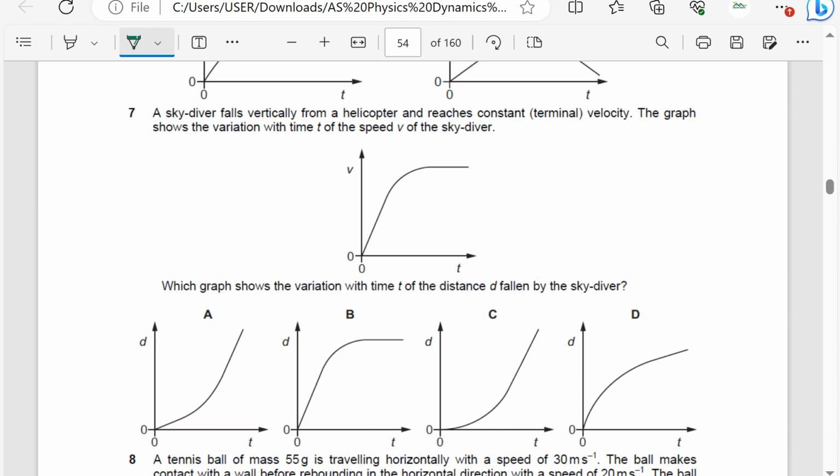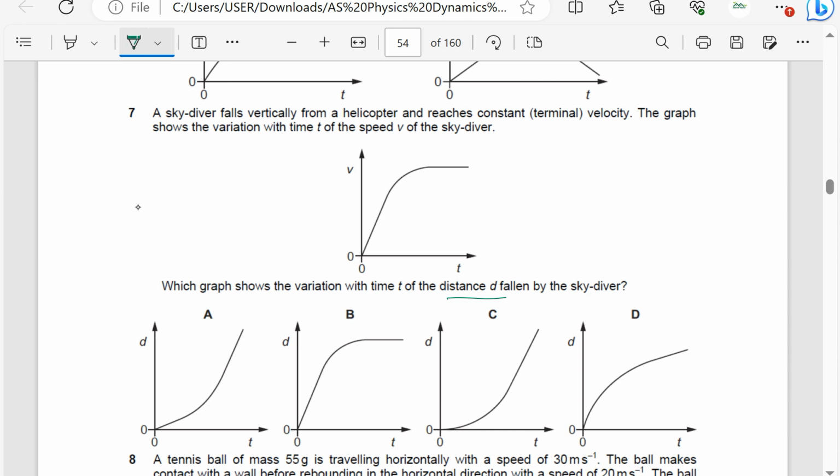A skydiver falls vertically from a helicopter and reaches constant terminal velocity. The graph shows the variation with time t of the speed v of the skydiver. Which graph shows the variation with time of the distance?